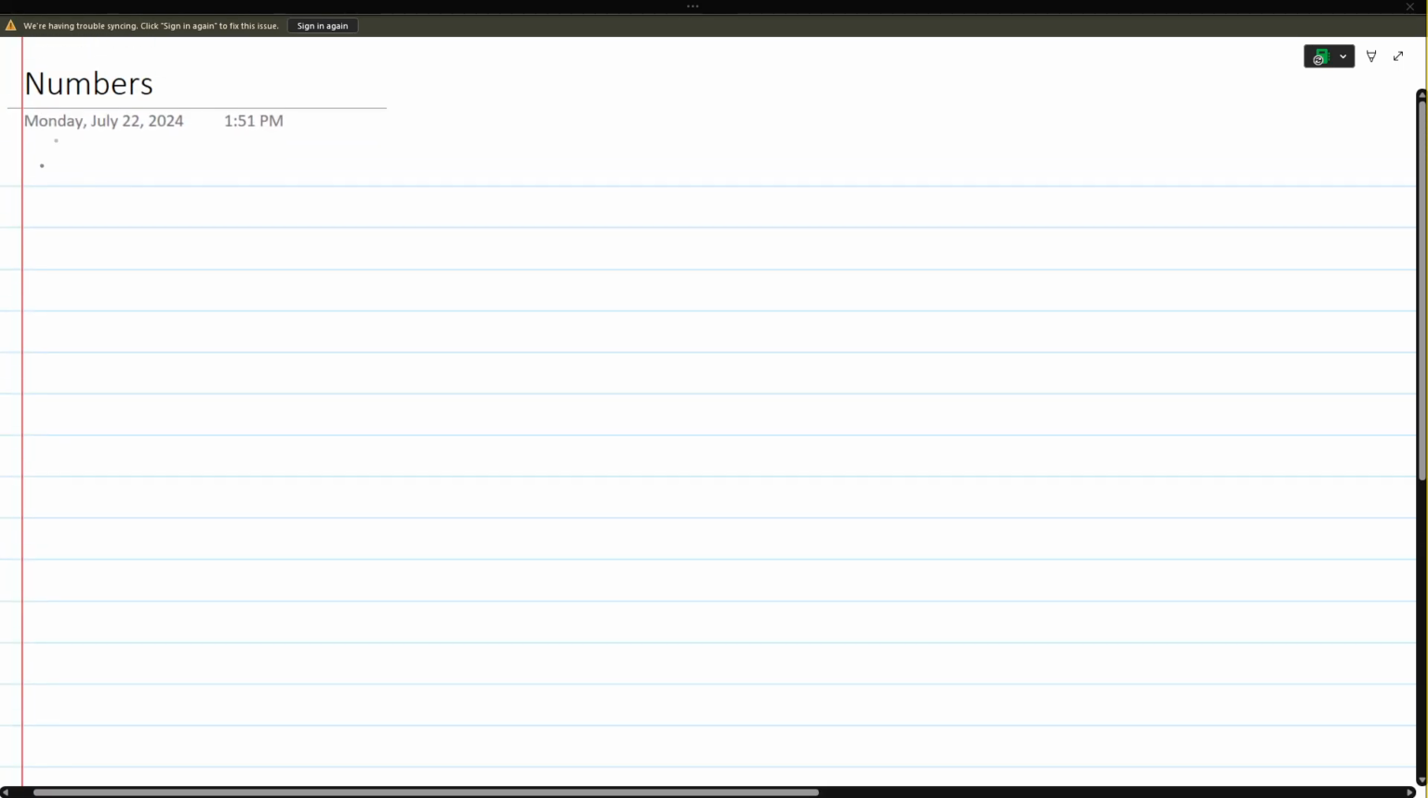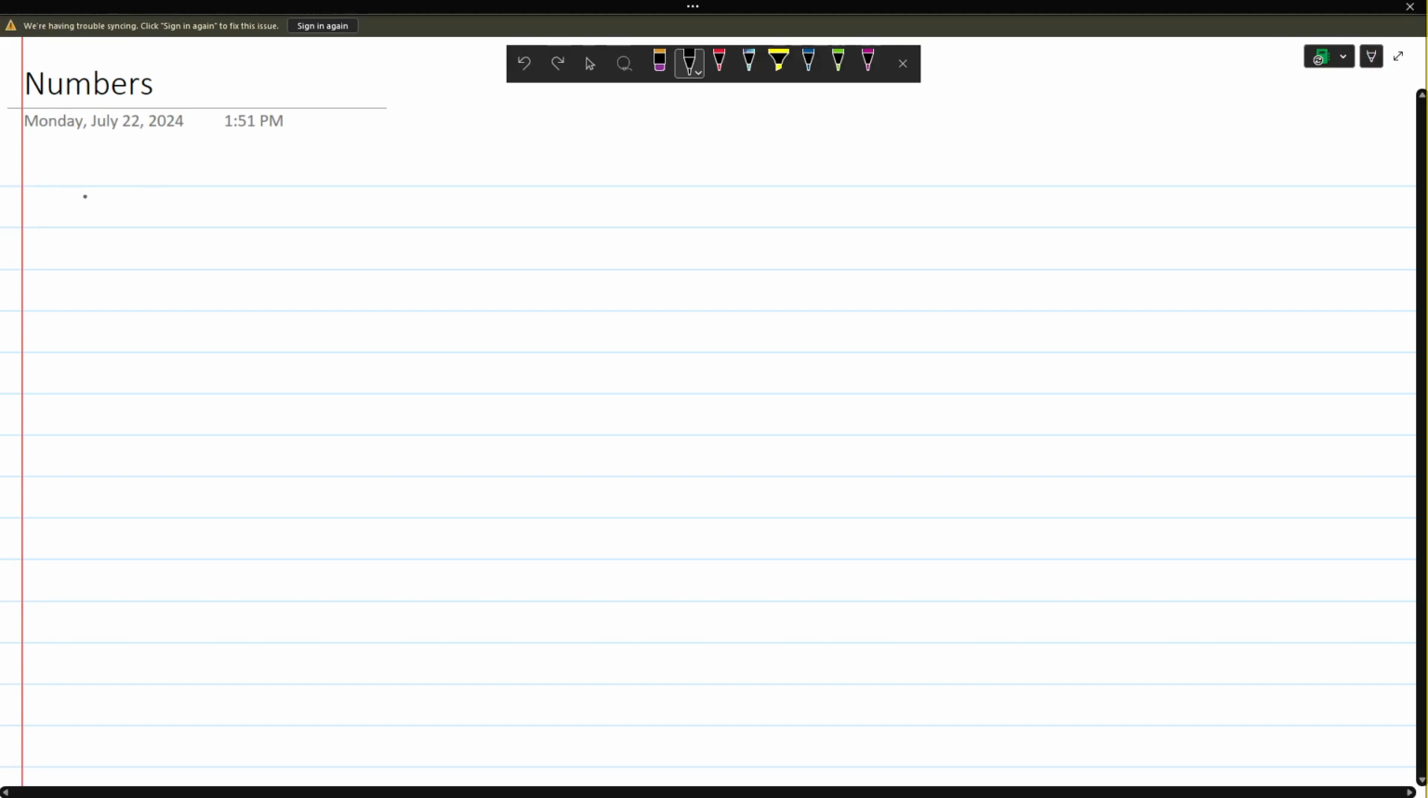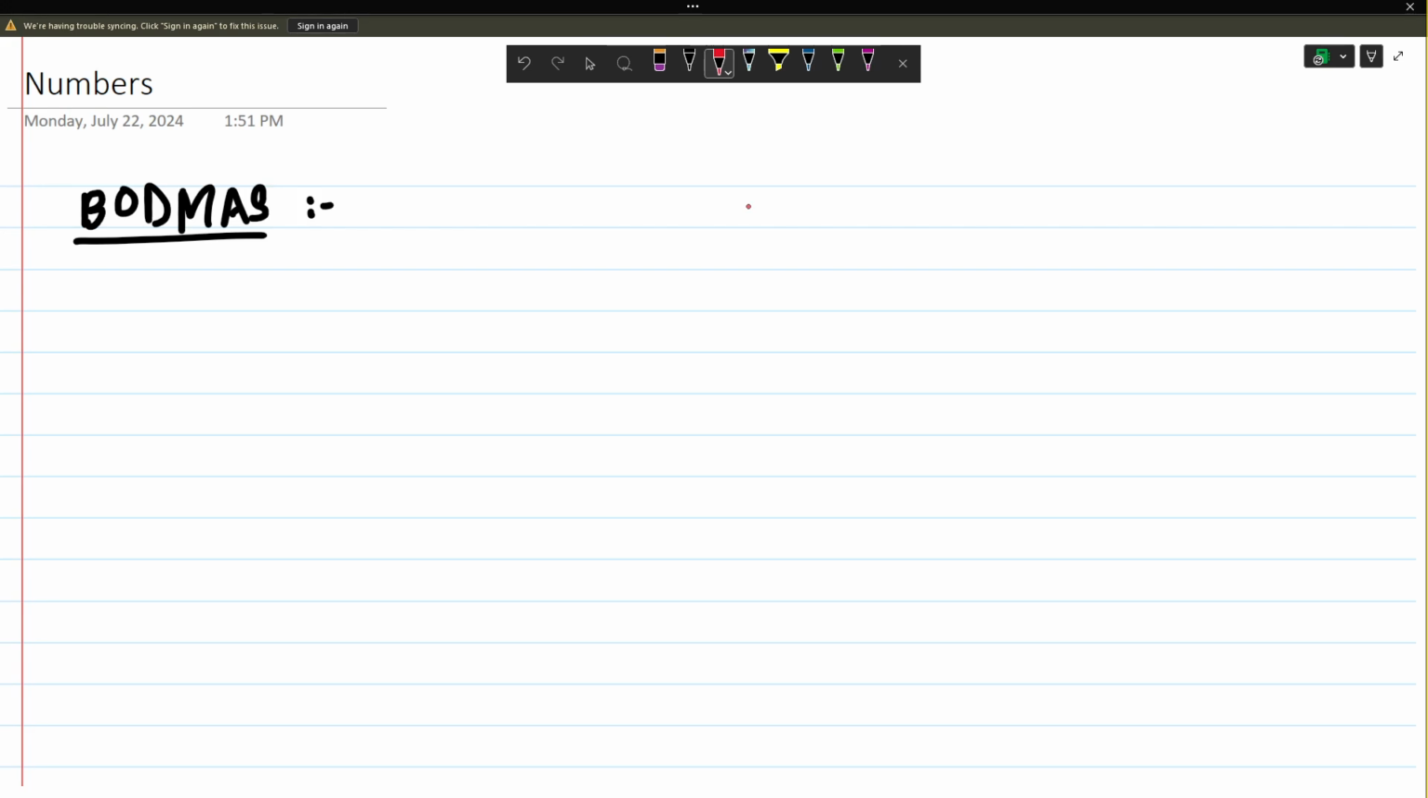So starting with numbers and number system in O levels mathematics, the first thing which we need to do is BODMAS, right? So BODMAS में सबसे पहले, do you know BODMAS होता क्या है? How do we go about BODMAS?